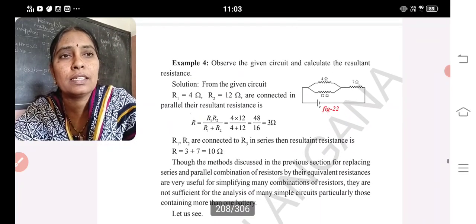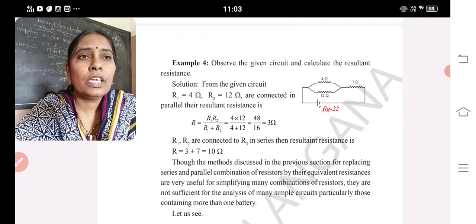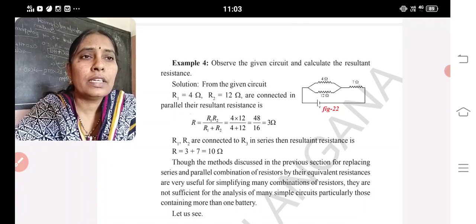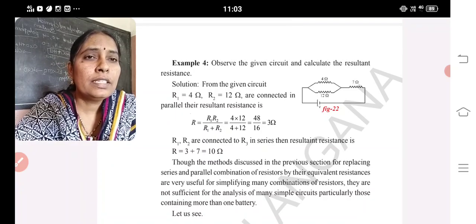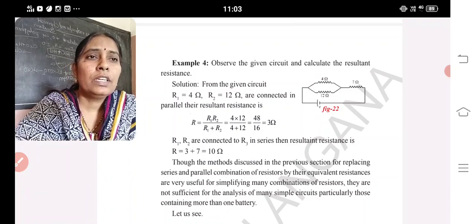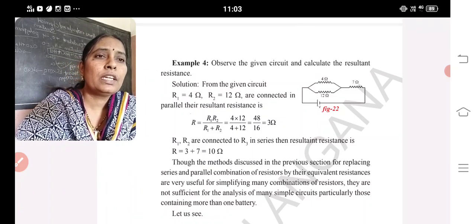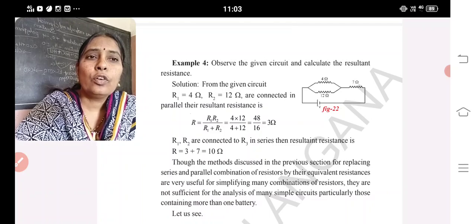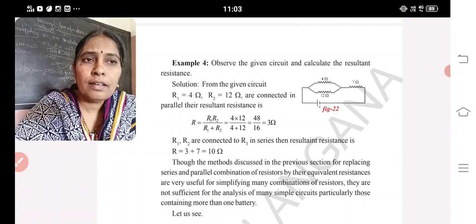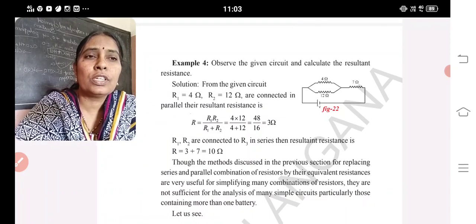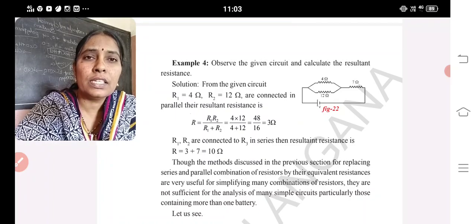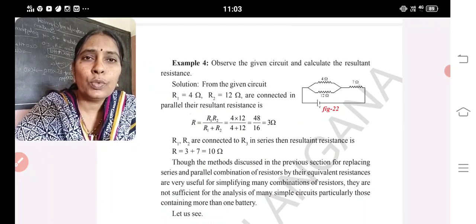Now comes the next. Observe the given circuit and calculate the resultant resistance. That is 4 ohms and 12 ohms, given as 7 ohms. And you have to find the equivalent resistance in parallel connection. How will it be the series circuit? See figure 22.